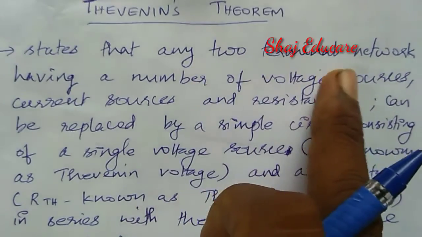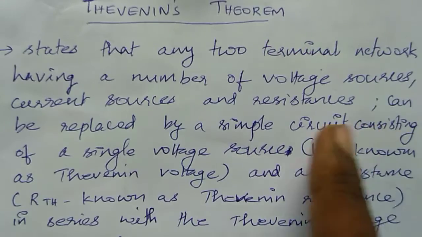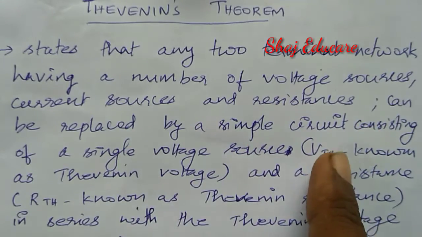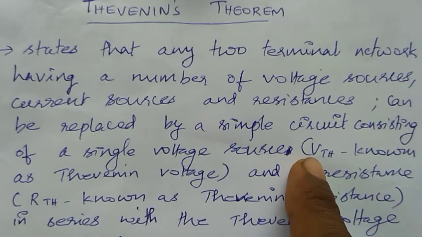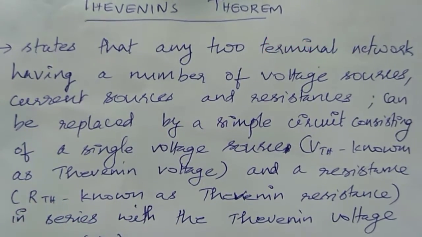It states that any two-terminal network having a number of voltage sources, current sources, and resistances can be replaced by a simple circuit consisting of a single voltage source VTH, known as Thevenin voltage, and the resistance RTH, known as Thevenin resistance. That should be in series.